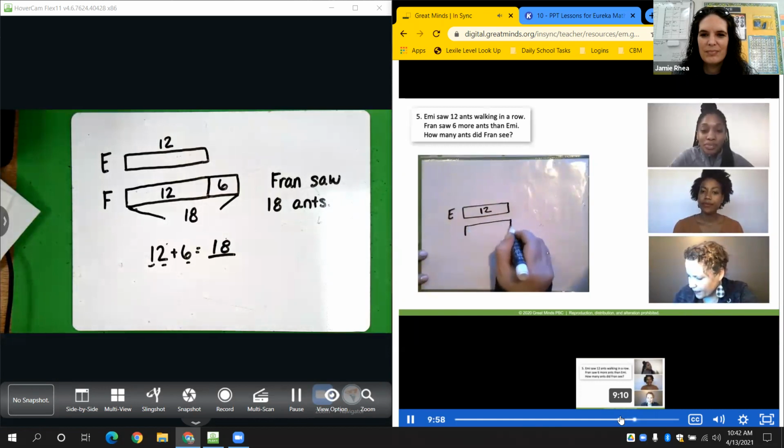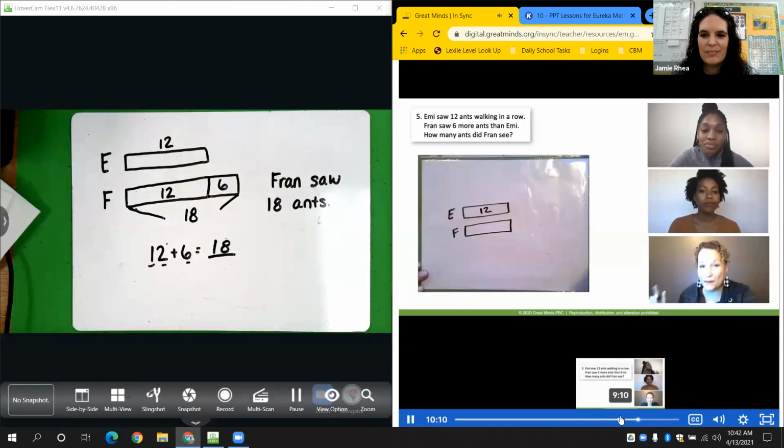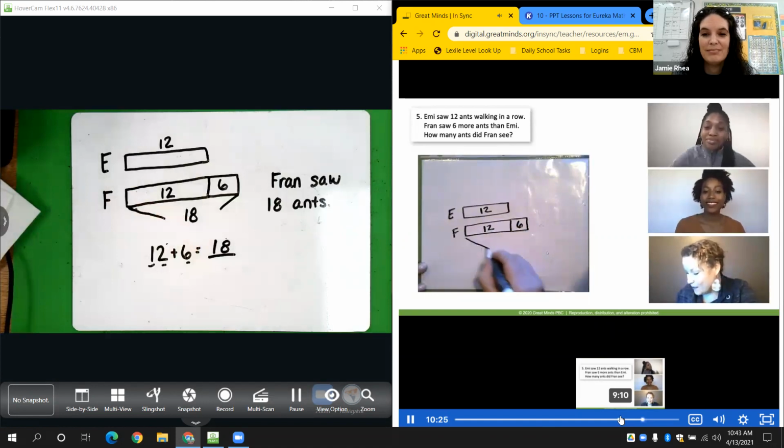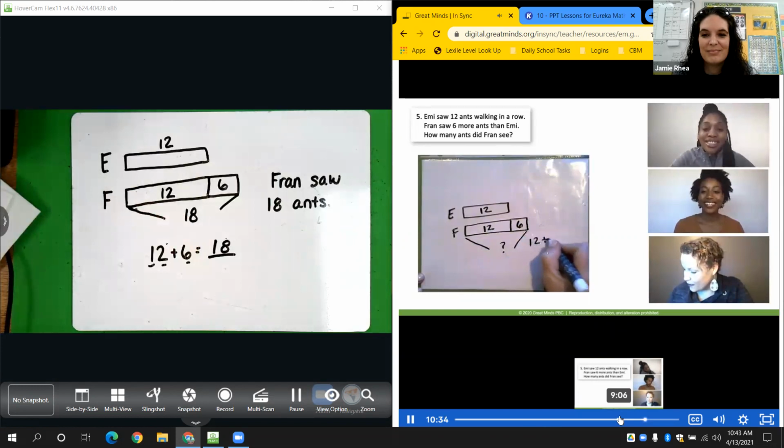Well, I know that when we are making a comparison, it's easiest for me to just draw the 2 tapes the same size and then think about who saw more. Well, I know Fran saw 6 more, so I can add 6 more to hers. If this is the same size as this, this must be 12 too. My unknown is how many Fran saw all together. This visual helps me see so clearly that it would be 12 plus 6 equals 18. Fran saw 18 ants walking in a row.